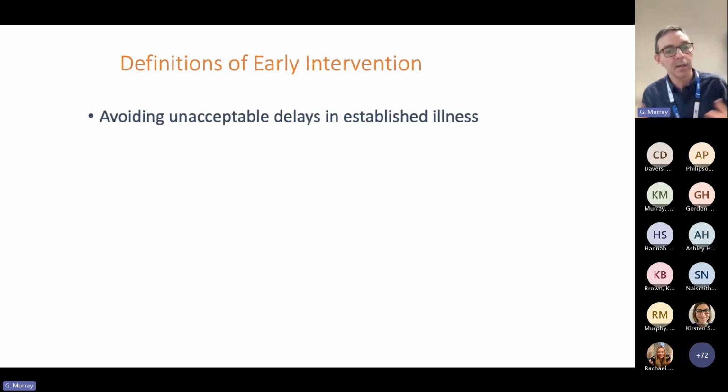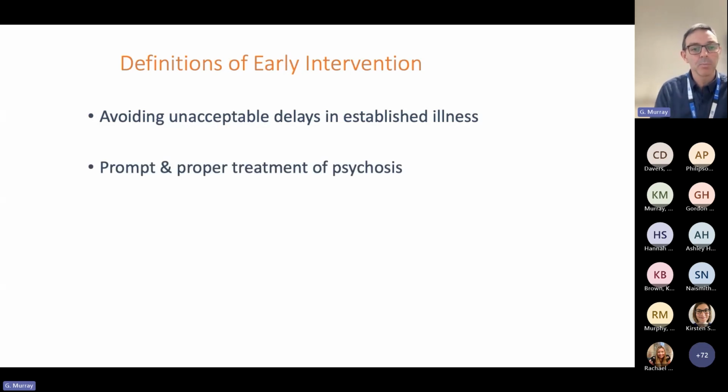So there are different ways to think about early intervention, aren't there? One important part is avoiding unacceptable delays in treating established illness, the prompt and proper treatment of psychosis from the start.